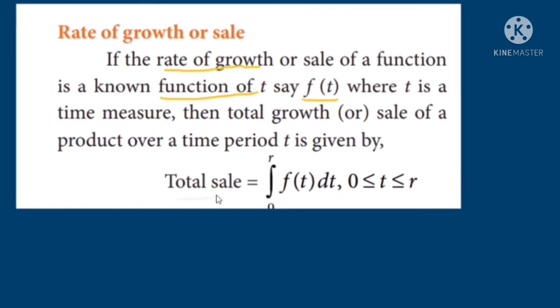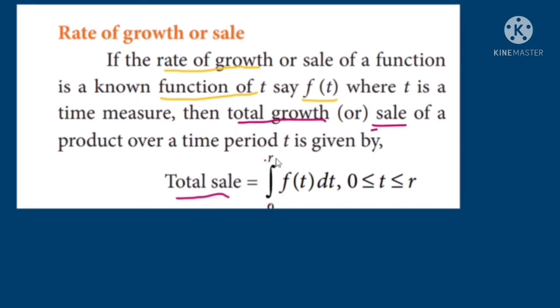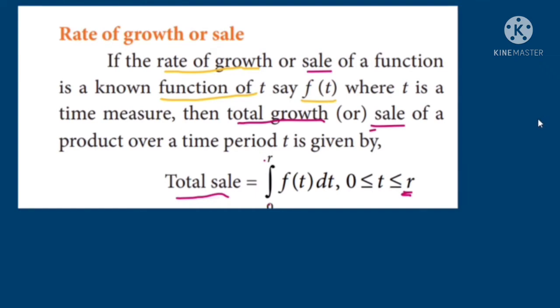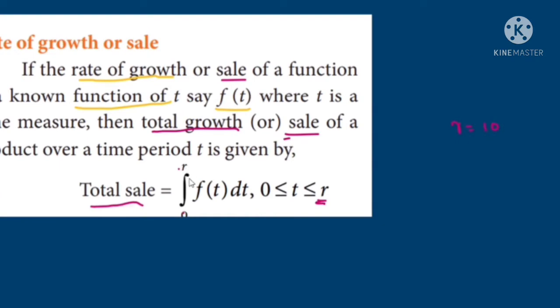Then the total sale is given. The total sale formula we should know. The total amount, the total sale, the total growth, is the integral from 0 to r. R is nothing but the upper limit of time. So if the rate of growth or sale is given as a function of t, then the total sale is the integral from 0 to r of f of t dt, where r is nothing but the upper limit of the time. Suppose it is given the rate of growth for a period of 10 years, that means your r is 10. So that is the formula that you're going to learn.